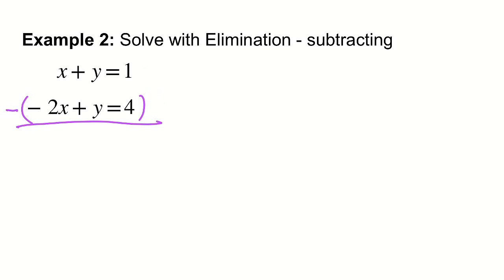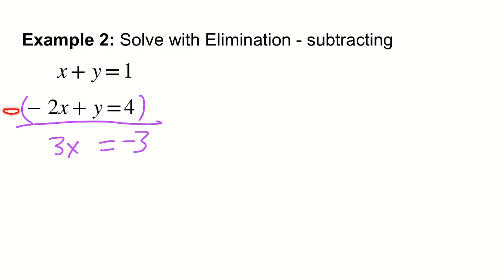So if we subtract, we get x minus a negative 2x. Well, subtracting a negative is the same as adding, so that's 3x. And then we have a positive y, subtract another positive y. That's a 0y. But I don't need to say 0y. And then we bring our equal sign down. 1 minus 4 is a negative 3.